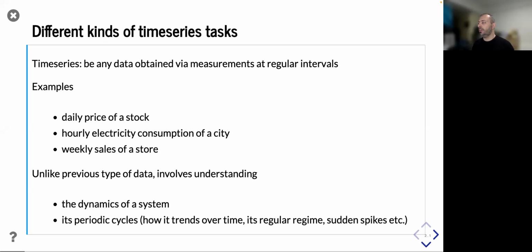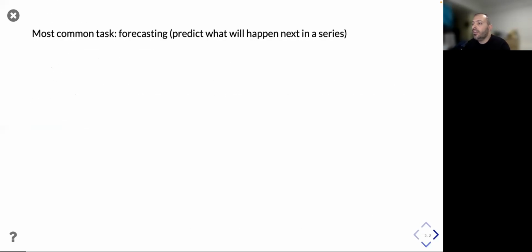For example, there can be yearly cycles, there can be monthly cycles or weekly or daily cycles in many data like this. So we have to understand this kind of dynamics and this type of periodicity in order to get the insights and solve this kind of tasks. Now, the most common task regarding time series is forecasting. So the idea is that we try to predict what will be the next entity in a specific series. For example, the next temperature or the next price when we have stock market prices.